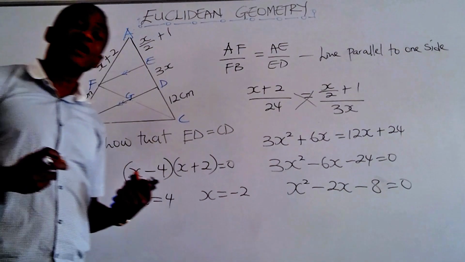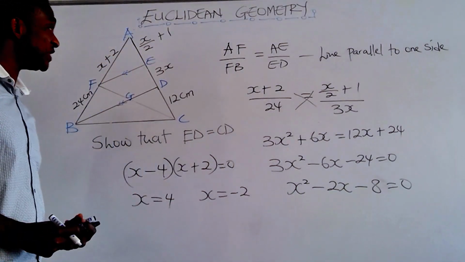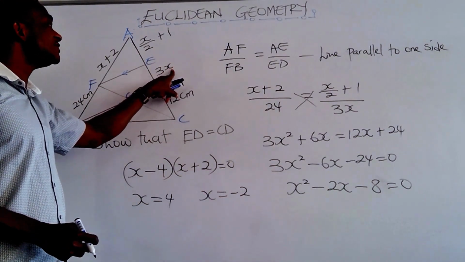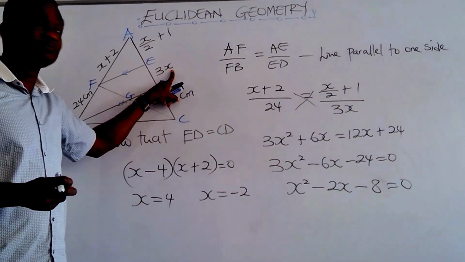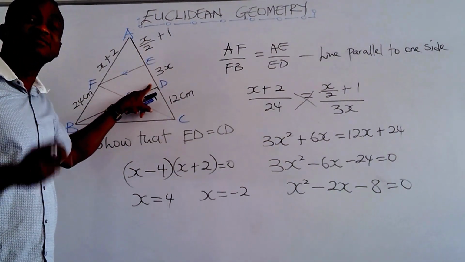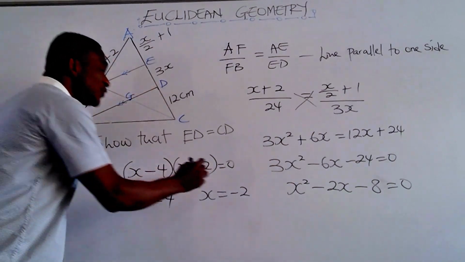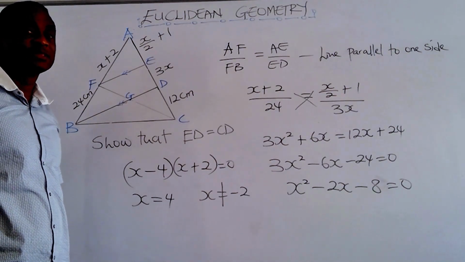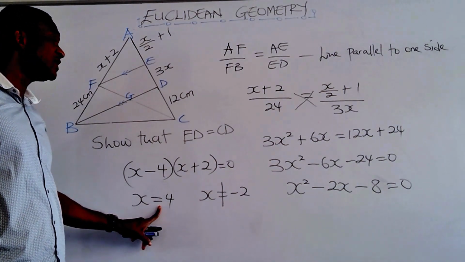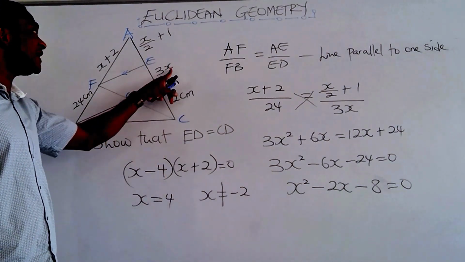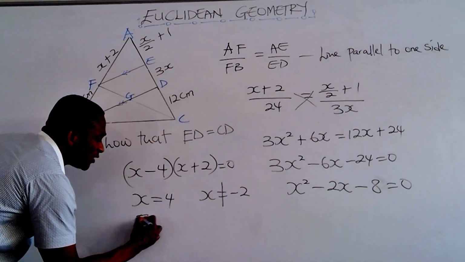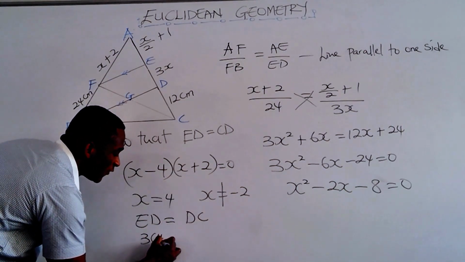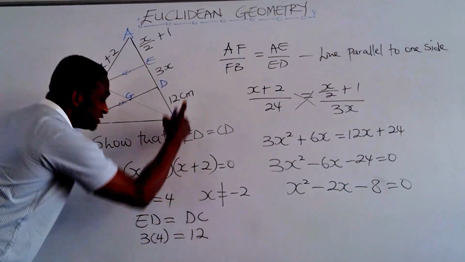We only need one value of x here, so we have to do our critical check. If we plug in negative 2 for x here, we have 3 times negative 2, which is negative 6. ED is a length, and a length cannot have a negative value. So we have to reject that. x cannot be negative 2, x can only be 4. If x is equal to 4, remember ED is 3x, then we can comfortably say that ED is equal to DC. Why? Because 3 times 4 is 12, which is DC.